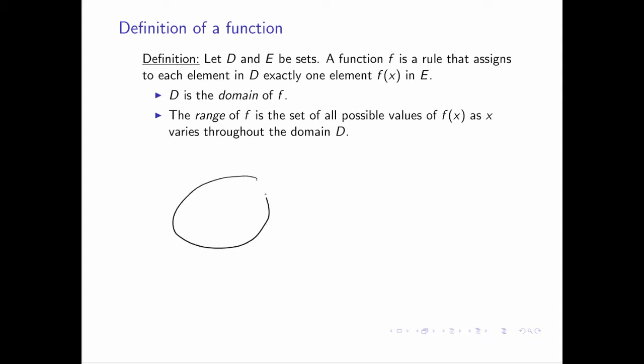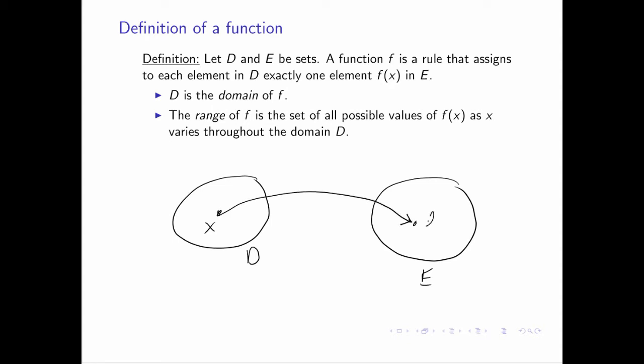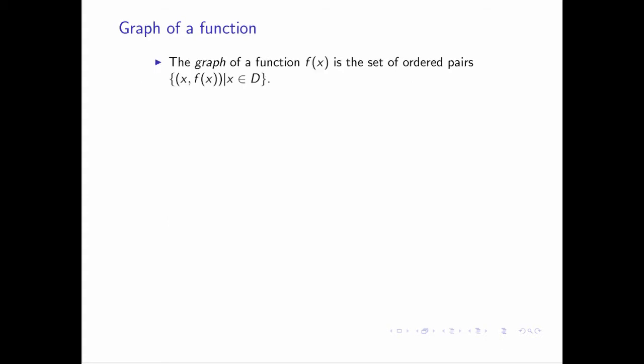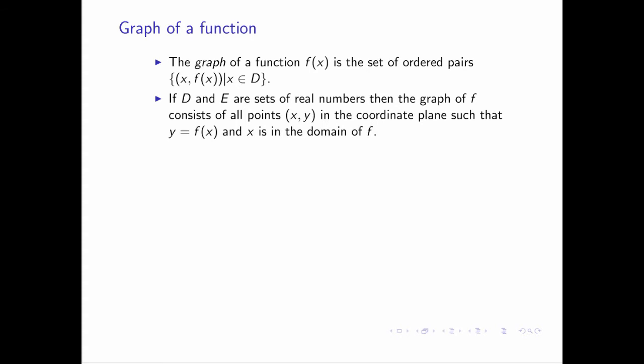So graphically, here's D, and here's E, and the function takes some value x in D, and it maps it to f(x) in E. The graph of a function is the set of all ordered pairs (x, f(x)), where x is in the domain. We normally think of D and E as sets of real numbers, and then the graph of f just consists of all the points (x, y) in the coordinate plane such that y is equal to f(x), and x of course has to be in the domain of f.